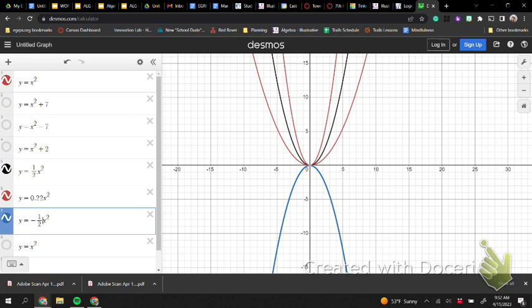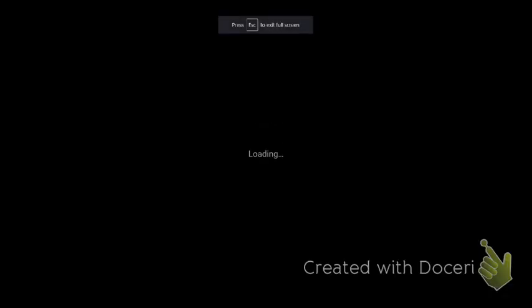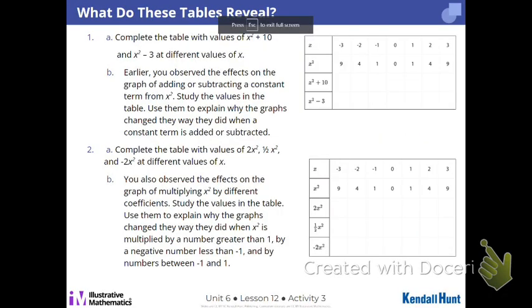Cool. So we've got those general ideas down. You are going to validate these general ideas with this table. I have these tables for you to fill in, okay? So we're going to fill out this table real quick, like x squared plus 10. I'm just going to add 10 to everything. And x squared minus 3, I'm going to just subtract 3 from everything.